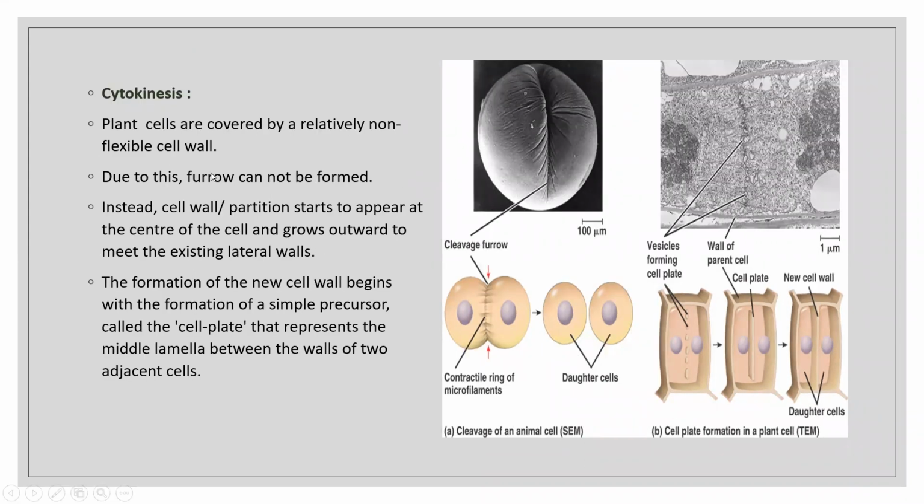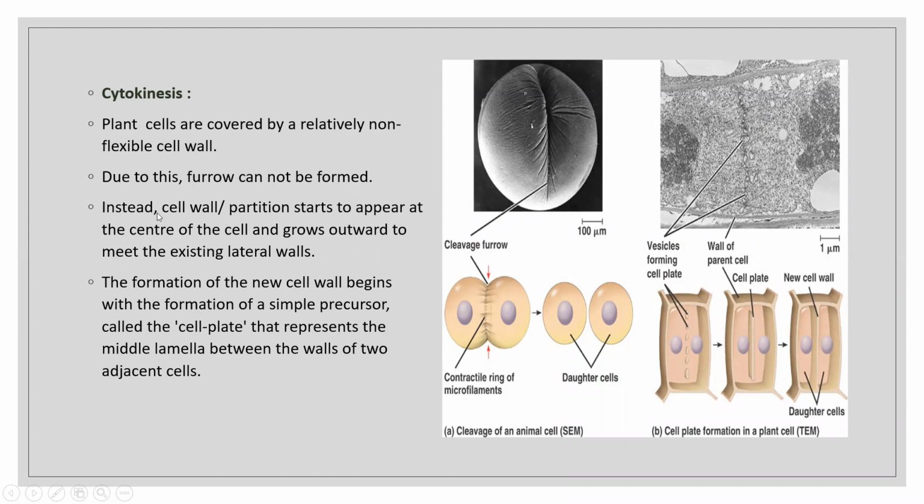Now when we see cytokinesis in a plant cell, this is the plant cell. Here we can see how a cell plate is formed. The plant cells are covered by a relatively non-flexible cell wall. Due to this, a furrow cannot be formed. As I said, the cell wall is present in plant cells, and as the cell wall is non-flexible, no furrow can be formed.